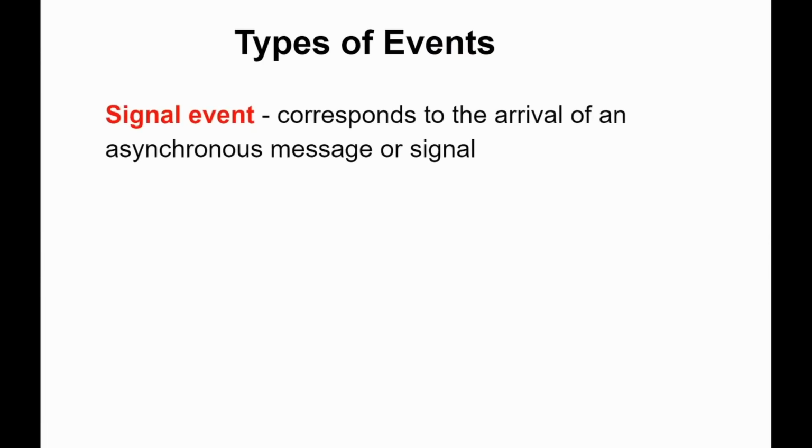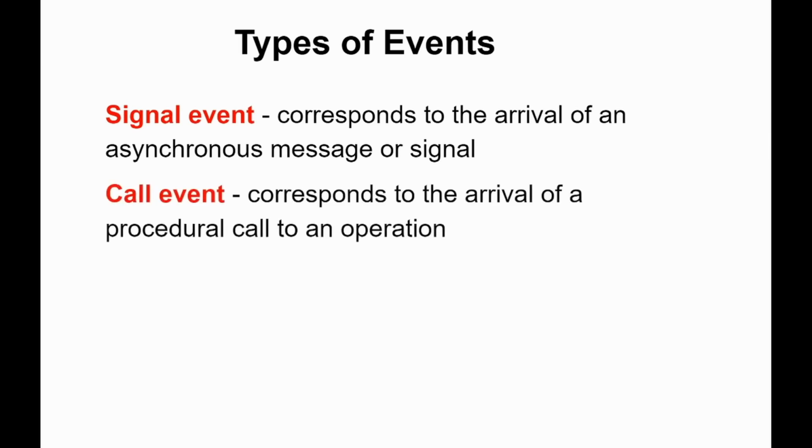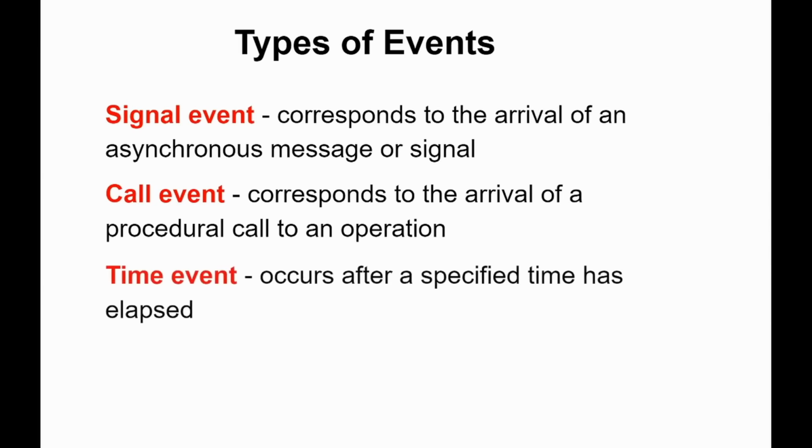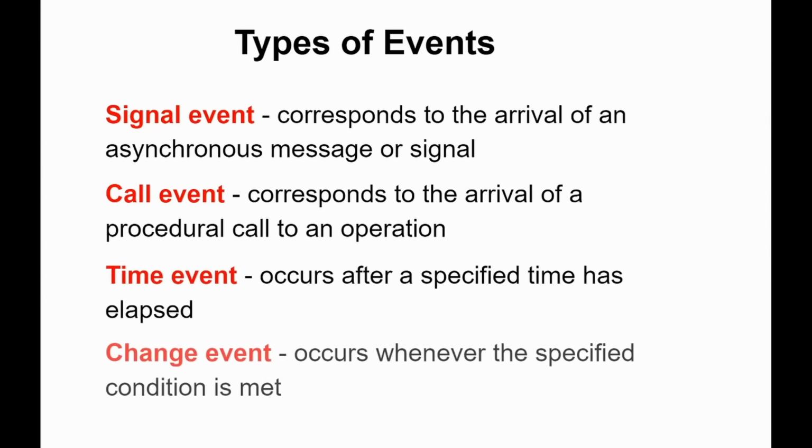Signal event corresponds to the arrival of an asynchronous message or signal. Call event corresponds to the arrival of a procedural call to an operation. Time event occurs after a specified time has elapsed. And change event occurs whenever the specified condition is met. Transition lines depict movement from one state to another. Each transition line is marked with an event that triggers the transition.